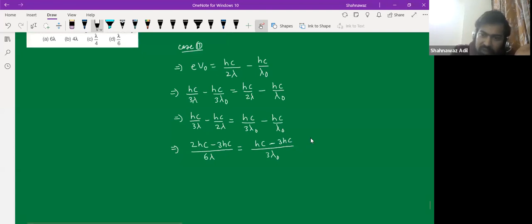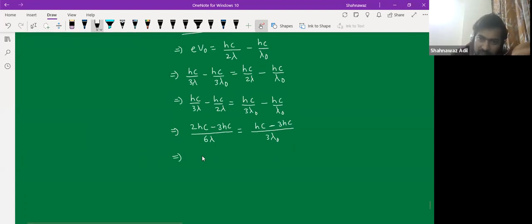How much is this thing? This is minus of hc divided by 6 lambda. This is minus of 2hc divided by 3 lambda. So minus minus will cancel, hc will cancel, and we have to calculate this lambda naught. This will go the other side. Lambda naught is 2 into 6 lambda divided by 3. This is 2, so this will be 4 lambda. The lambda naught would be 4 lambda.